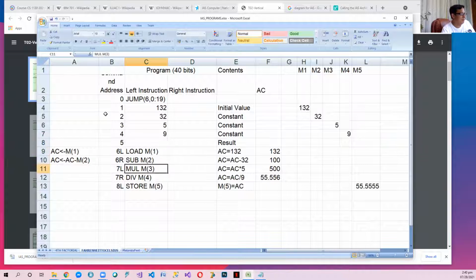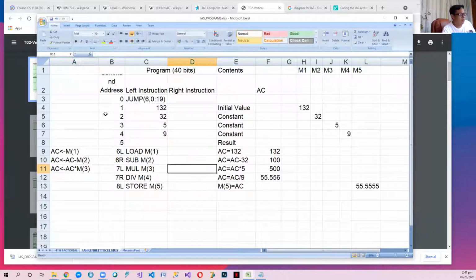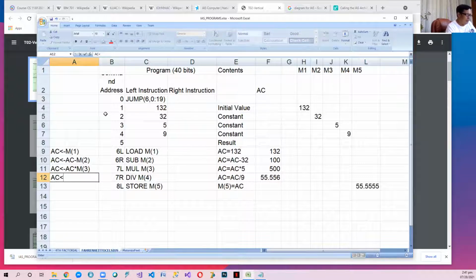And we say mul M3. M3 is 5. We say AC receives AC times M of 3. So the equivalent is AC equals AC times 5. We have 500. And we have div M4. So this is equivalent to AC receives AC divided by M4. We are actually dividing it by 9. And we store M5. M5, which is the final result, receives AC.